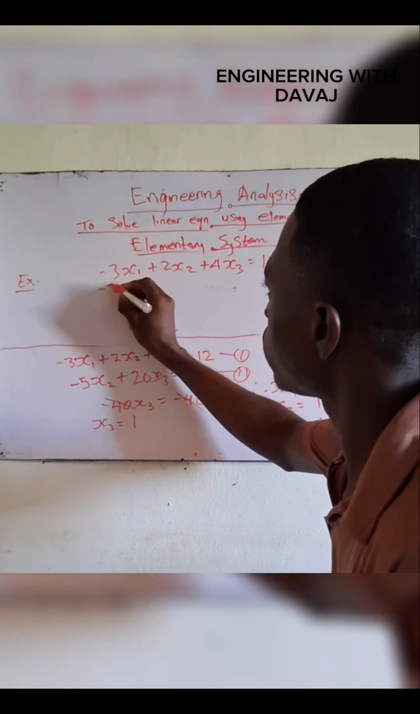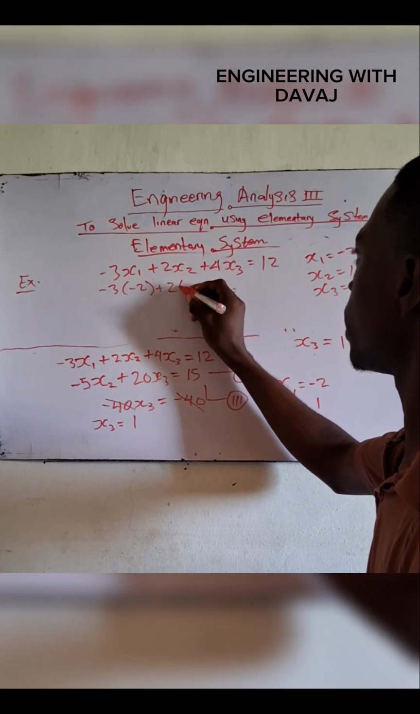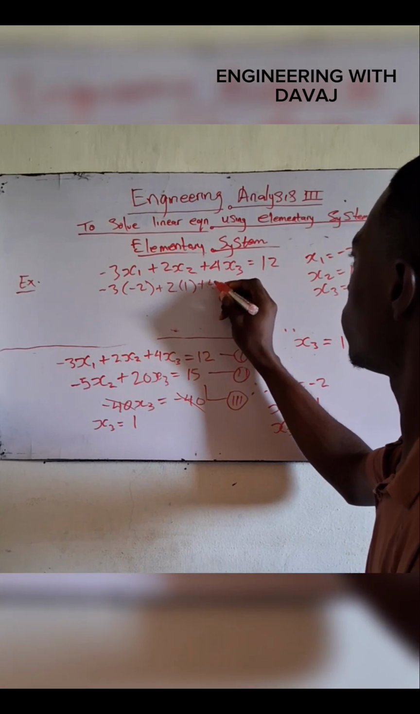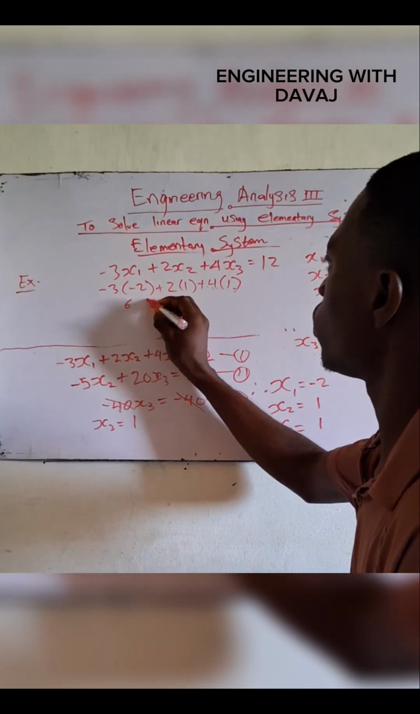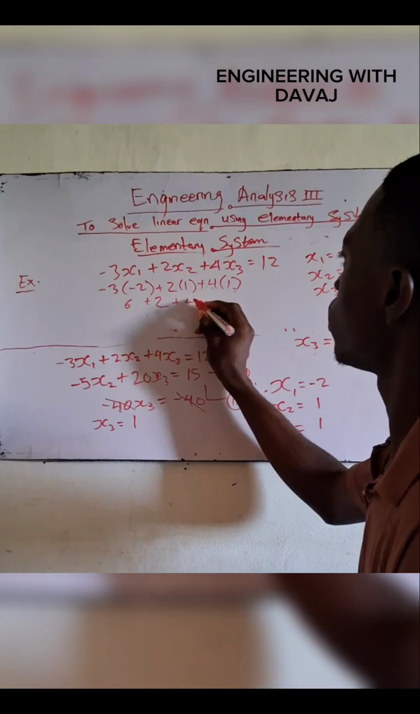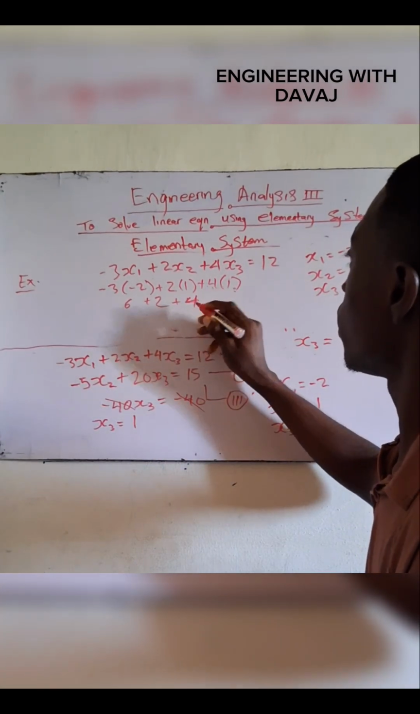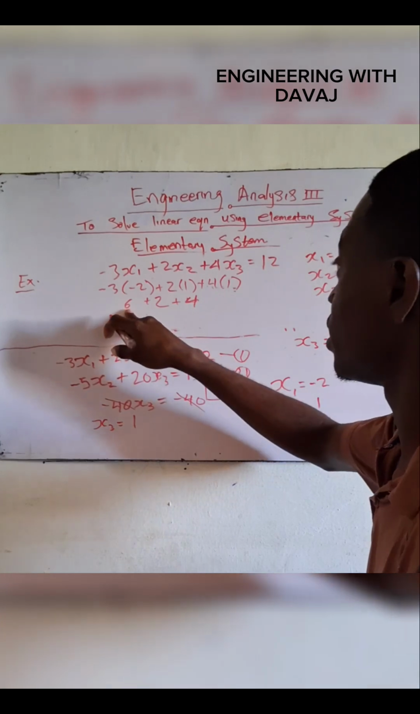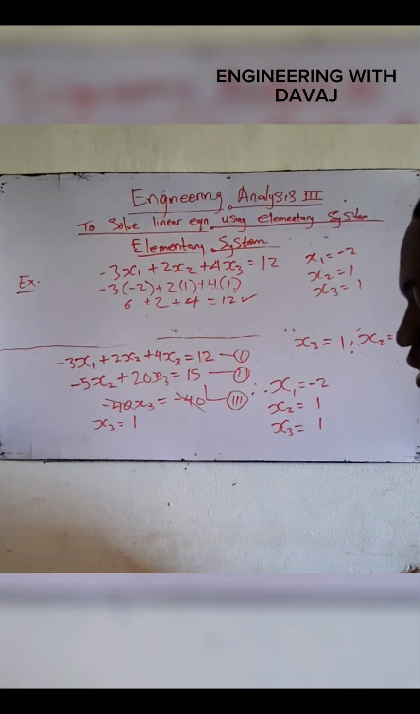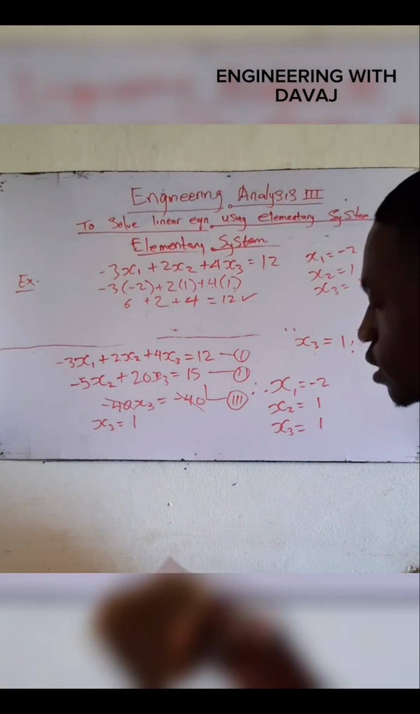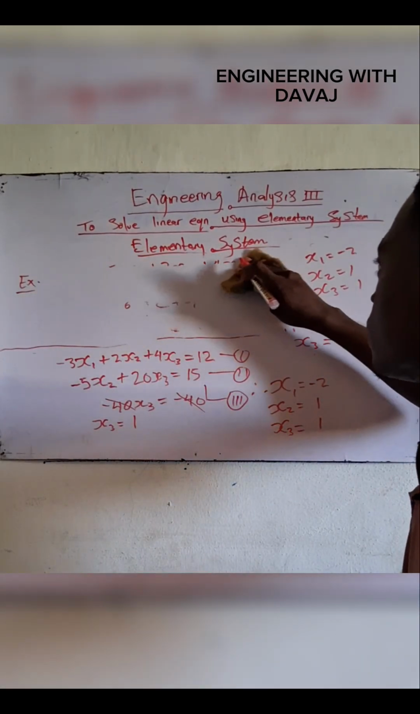So we say minus 3 into bracket minus 2, plus 2 into bracket 1, plus 4 into bracket 1. So minus 3 times minus 2 is 6, plus 2 plus 4. So 6 plus 4 is 10, and this is 12. So we are correct. We've tested the first one and it is correct, so let's test the second one.